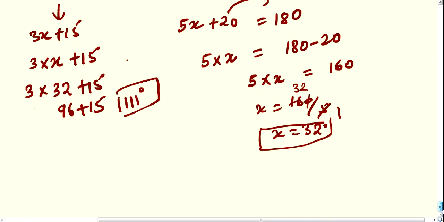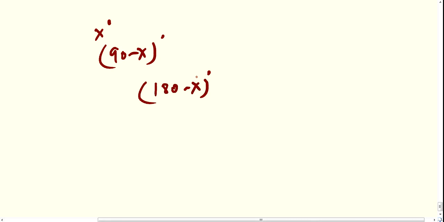Then question number 10. In question number 10, the value of an angle x degrees is given to us, and we have to find the complementary angle and supplementary angle. When we have to find the complementary of x degrees, we simply subtract it from 90. So 90 minus x degrees is its complementary angle. Then 180 minus x degrees is its supplementary angle.